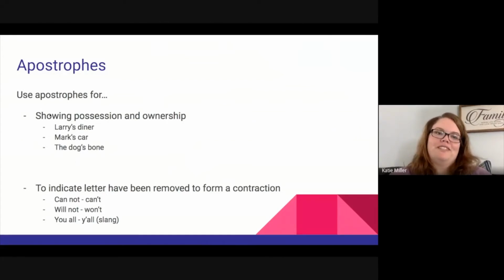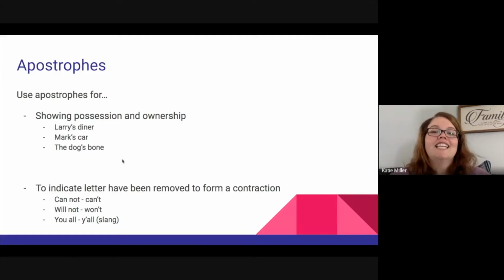Let's look at apostrophes. So we're going to use apostrophes for showing possession and ownership. So Larry's diner, Mark's car, the dog's bone. Okay, Teddy's head that he tried to shove through the chair a second ago.